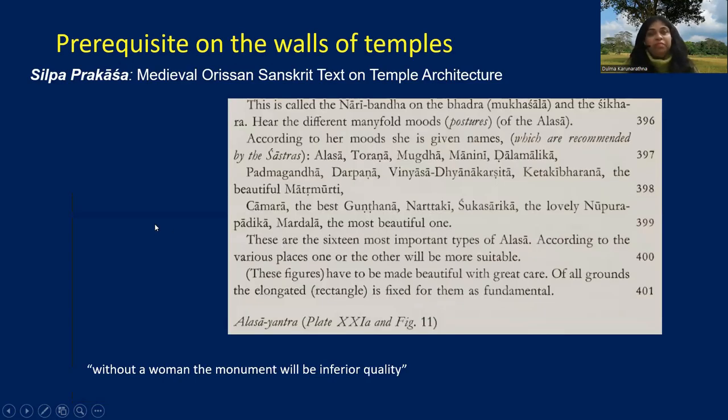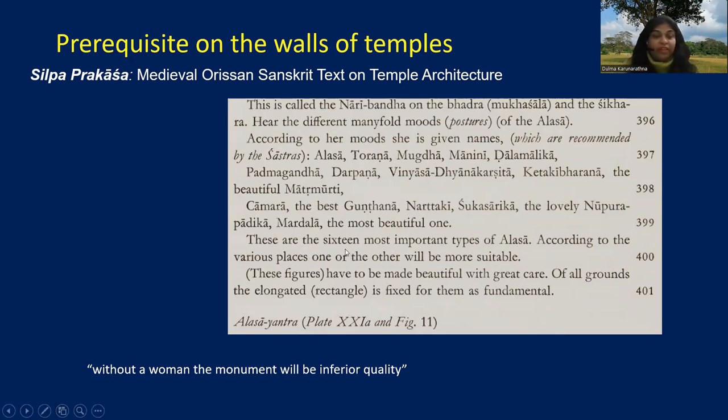And also these women figures came to the temple as a prerequisite, especially in this Shilpa Prakasha, the Sanskrit manuscript I mentioned earlier, regarding temple architecture and the information given to those architects and the sculptors. And it clearly mentioned that without a woman, the monument will be of inferior quality. That means without female figures as decorative motifs to adorn the temple, the monument will be inferior. So I think it is a kind of strong quotation. And also you can see different forms.